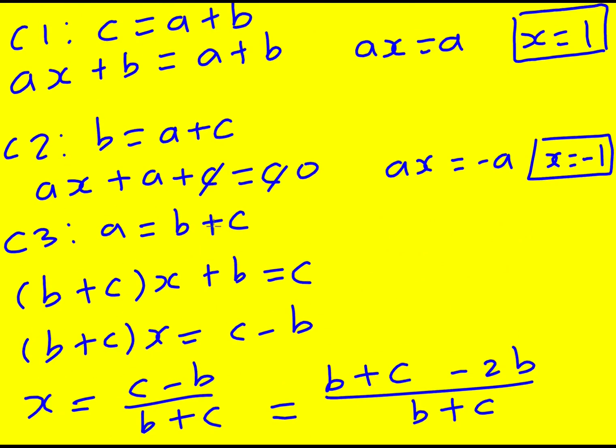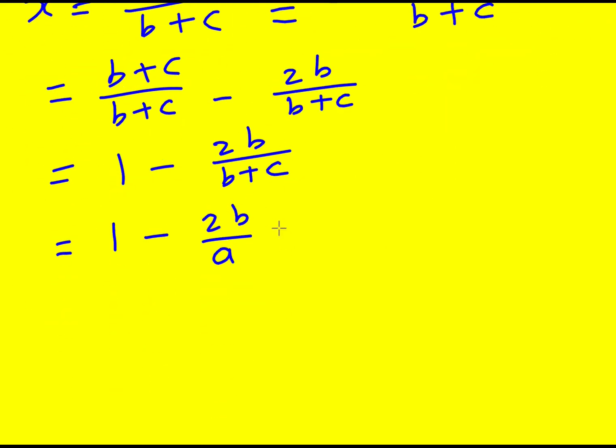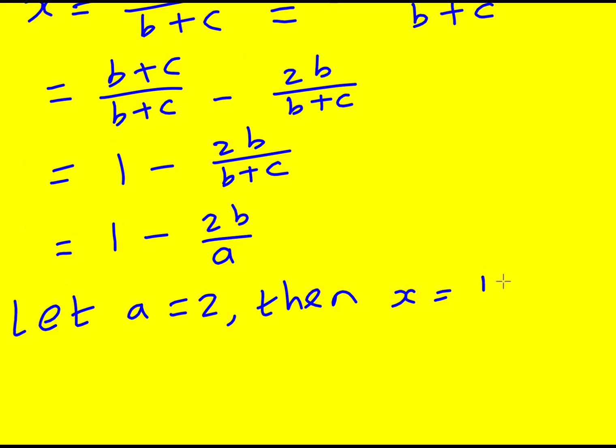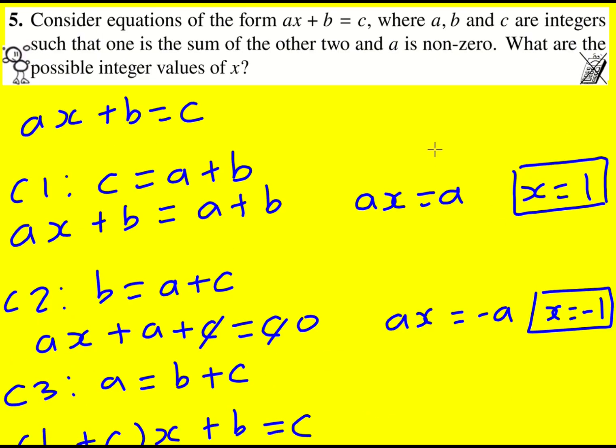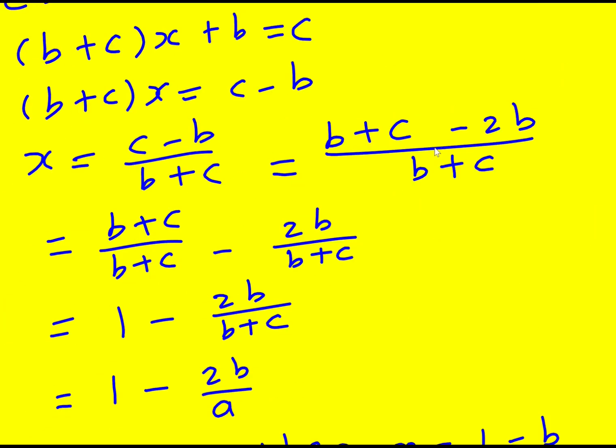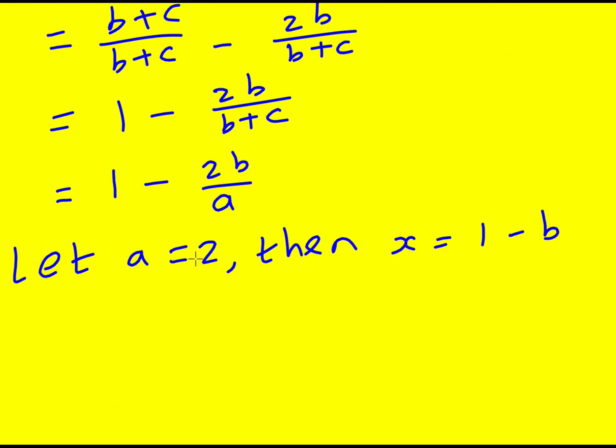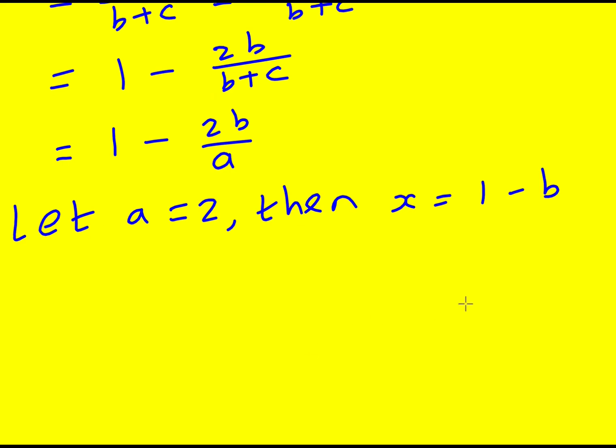we could choose some values of a and hence some values of b and c, and that is the key to this question. If we let a equal 2, then x is going to equal 1 minus b. And remember, b is just an integer, so I can vary b now. And obviously c, like a, is dependent on b and so on. It's not like c is completely independent, but it doesn't matter.